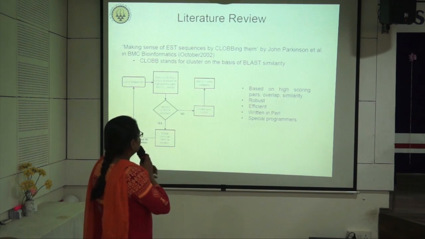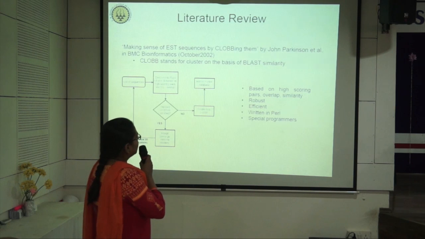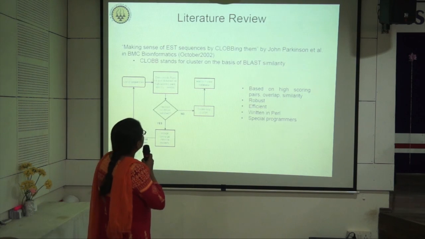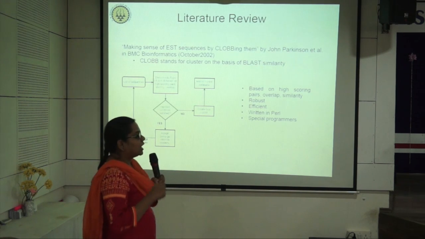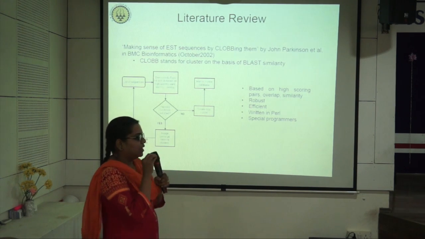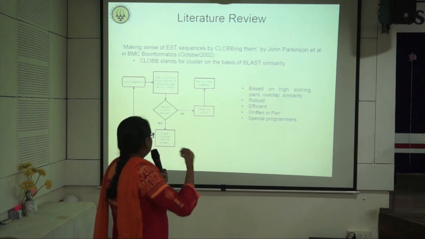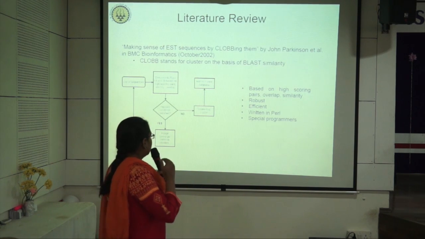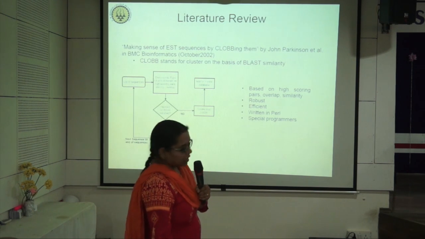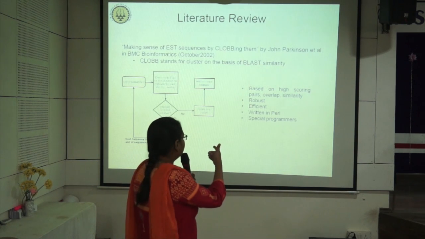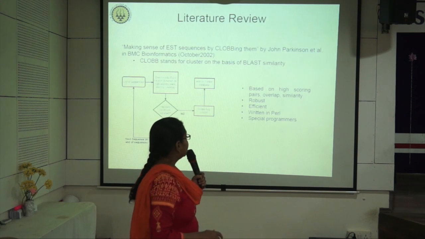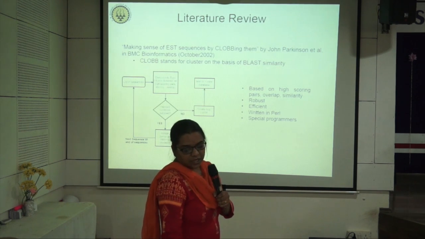So, making sense of ESTs by clubbing. The clubbing is clustering on the basis of similarity. It takes a list of sequences and, based upon high scoring pairs, considers 3 different types. It's a very basic kind of algorithm which checks the condition, merges into the cluster, and creates a new cluster on non-satisfaction of the condition. The observations on it: it is based on high scoring pairs. It is robust, efficient, and written in Perl, and special programmers are needed if you want to do anything with it.